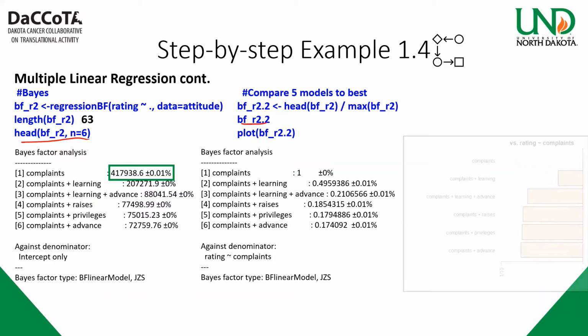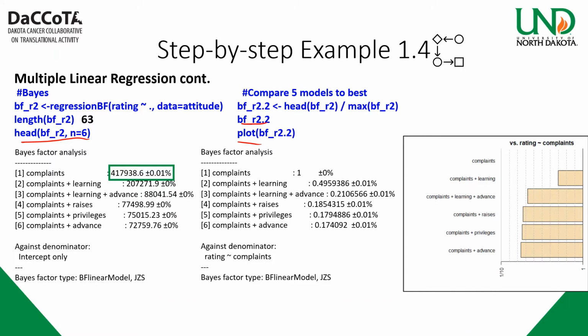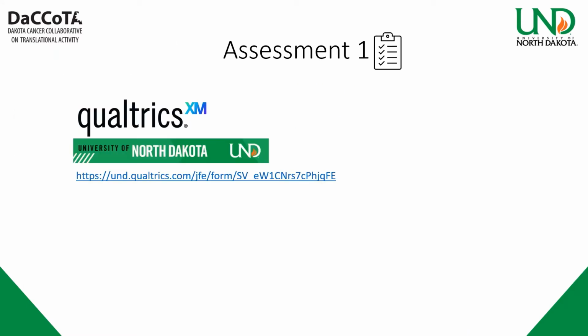And if we plot this, it gives us a nice visualization. Complaints is at 1, and it looks like through here, and then as these get bigger down to the fractional side, they get less explanatory. While complaints was very useful, we saw in our frequentist results that learning was almost significant, and we can see why. It's found in these top 3 models. Looks like maybe advance, maybe raises privileges, but for the most part, complaints really strongly predicts our rating.